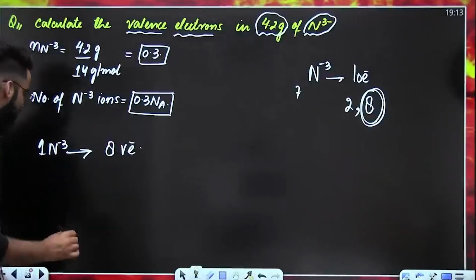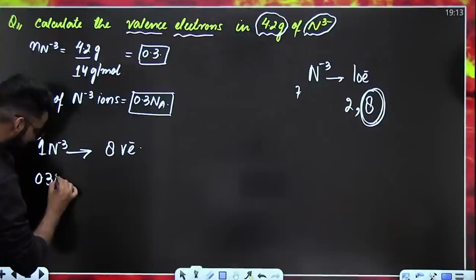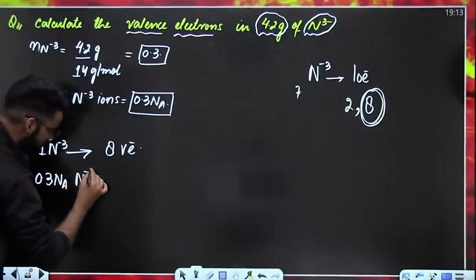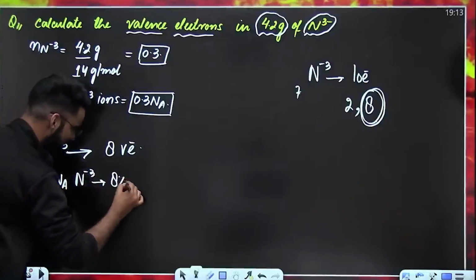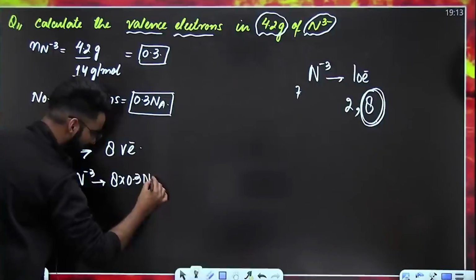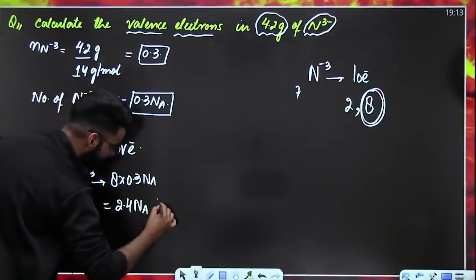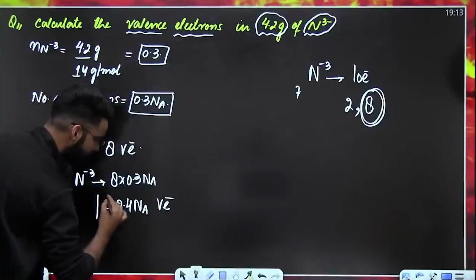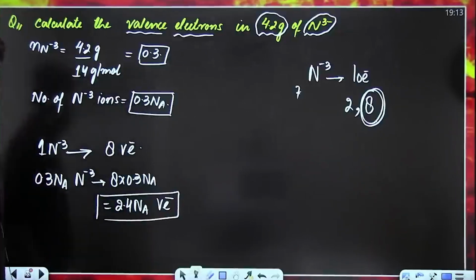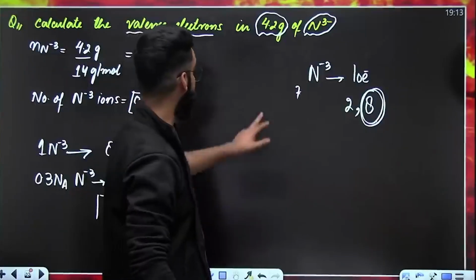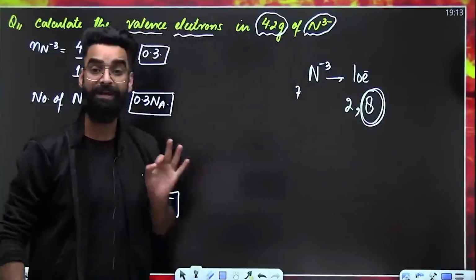How many ions we have? 0.3 Na. So 0.3 Na N tri-negative ions will contain 8 multiplied by 0.3 Na. The value comes out to be 2.4 Na valence electrons. Right? Perfect. So these many valence electrons will be present in 4.2 grams of N tri.